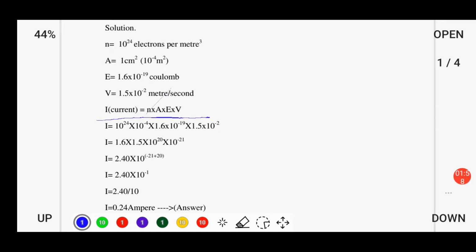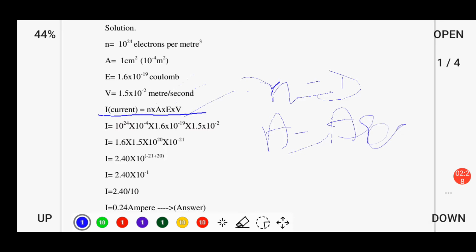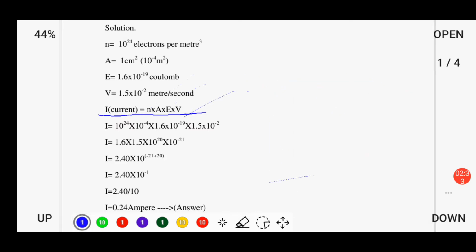So using all these quantities, the formula that we already know for finding the current using the electron density, area of the cross section, the charge on the electron and the drift velocity is given as N multiplied by A multiplied by E multiplied by V, where N is the electron density, A is the area of the cross section, E denotes the amount of the charge on the electron, and V is the drift velocity of the electron.